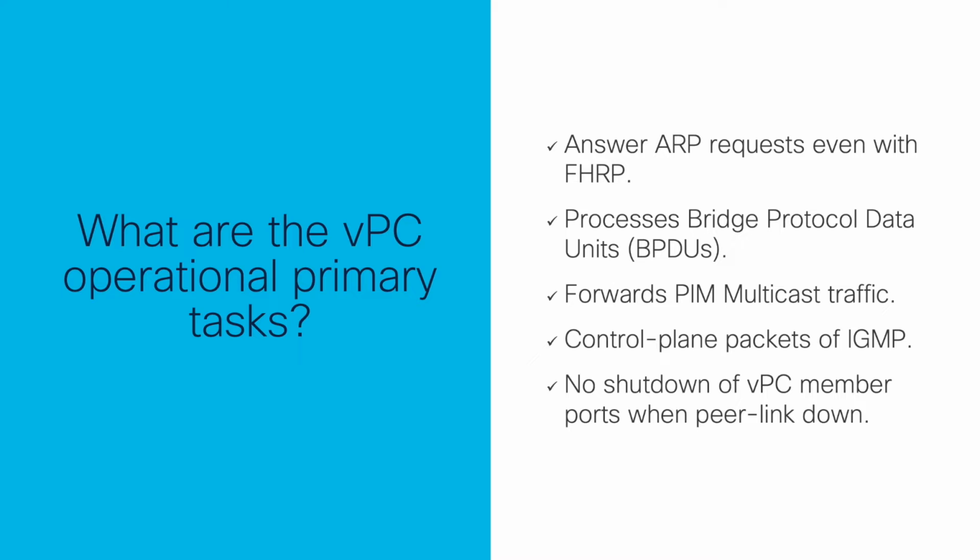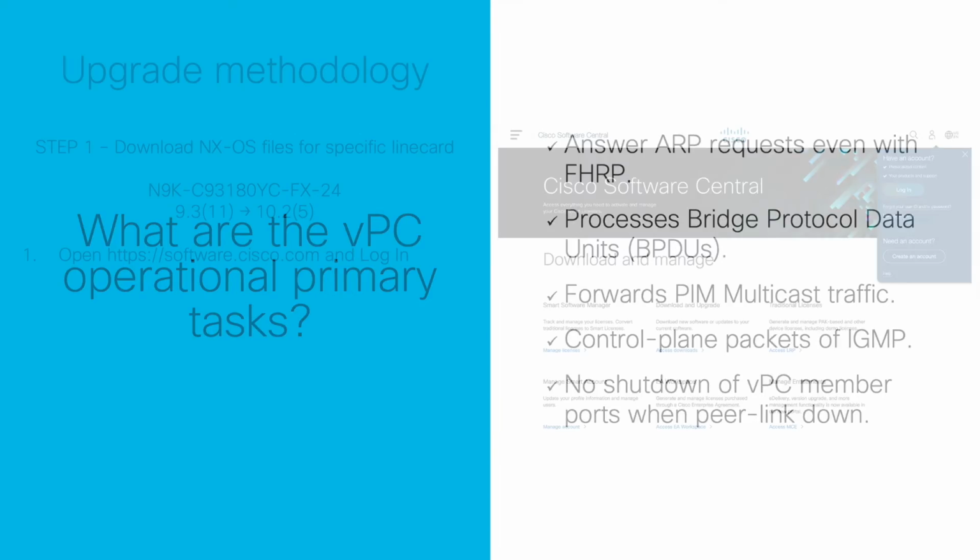Answer ARP requests even when using first hop redundancy protocols. Processes bridge protocol data units. Forwards multicast traffic. Processes and sends control plane packets of IGMP. Does not shut down vPC member ports when the peer link is down.